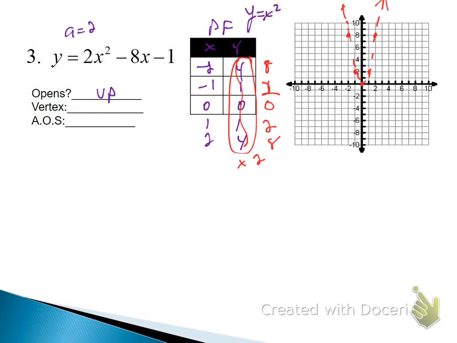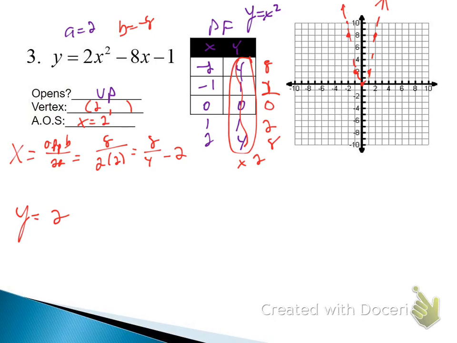Okay, so now that we've adjusted the shape of our parent function, we want to shift our parent function to get our actual graph that we want. And again, that comes from finding the vertex and the axis of symmetry, which is our opposite B over 2A formula. B is negative 8. So opposite of B is going to be positive 8. 2 times 2, which is 4. So 8 over 4, which is 2. So our axis of symmetry equation is x equals 2, and our vertex is at 2 comma something.